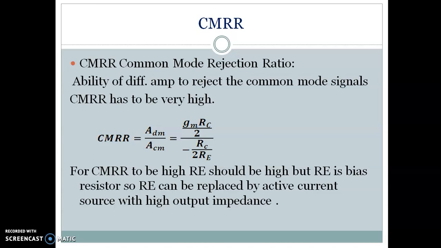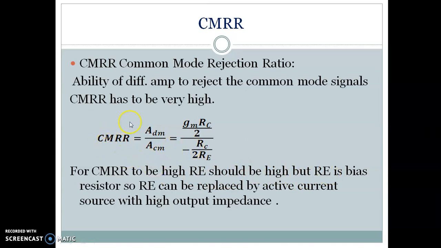So the ratio is ADM by ACM. ADM is equal to GM RC by 2 and ACM is equal to minus RC by 2 RE. Taking out the common terms, you get minus GM RE. So for CMRR to be very, very high, your RE should be very, very high. But keeping your RE high will in turn affect your bias. So therefore RE could be replaced with an active current source.